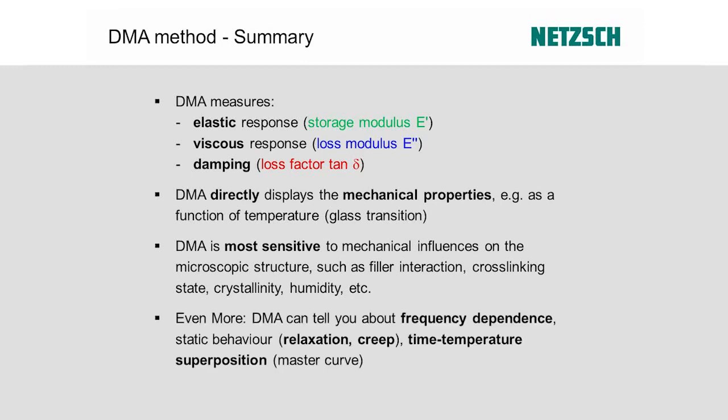There are some more things that I did not have the time to talk about. The DMA can not only tell you about E prime, E double prime, and tan delta as a function of temperature, but also as a function of frequency, because the frequency makes a significant effect on the mechanics of my sample. Even more, with our DMA, you can not only look at dynamic deformation, but also at static behavior, such as basic experiments like relaxation experiments and creep experiments. And you can do more. You can do multi-frequency measurements and derive values about time-temperature superposition and construct master curves and so on, for which I did not have time now to get into it.